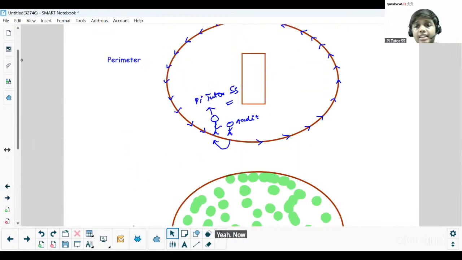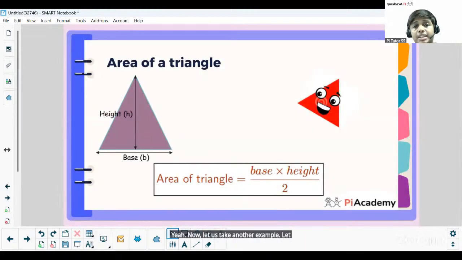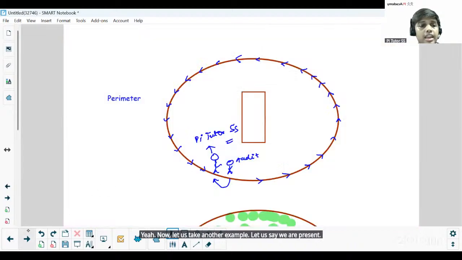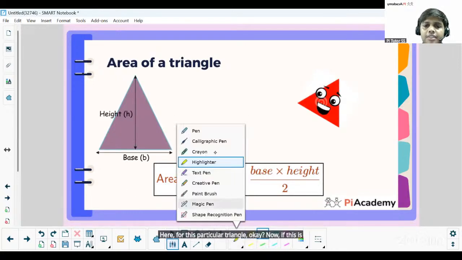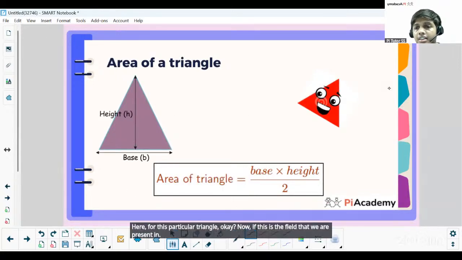Now let us take another example. Let us say we are present here for this particular triangle. If this is the field that we are present in, and Teja and I are racing against each other, Teja, what will be the perimeter for this triangle? Can you explain to me?